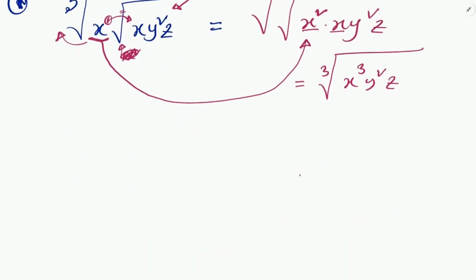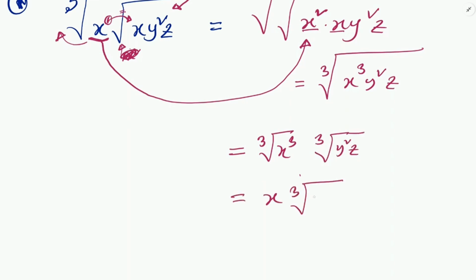Some brilliant or very curious student, if they want to go further, yes, further is also possible. You can write cube root of x cube, cube root of y square z, and you can say x times the cube root of y square z. Yeah, this is also a correct answer.